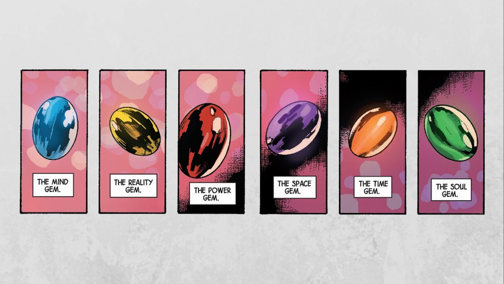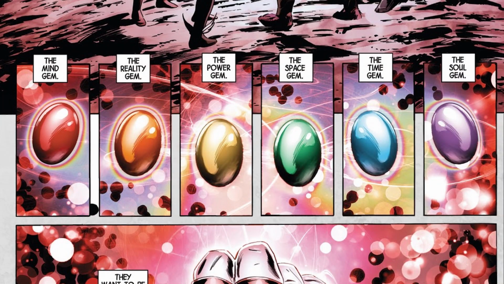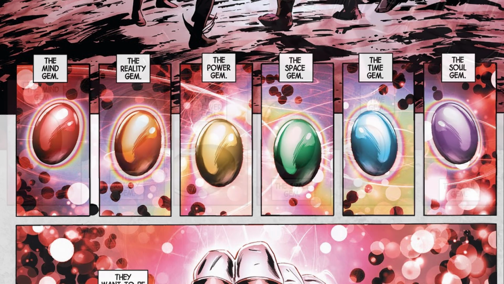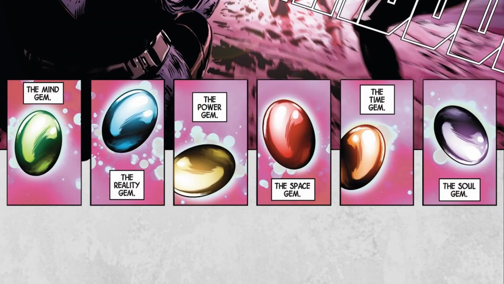Traditionally, the Space Gem was purple, the Mind Gem was blue, the Soul Gem was green, the Reality Gem was yellow, the Time Gem was orange, and the Power Gem was red. There have been times when they were depicted as different colors, but that was probably a coloring error, since they shift colors in the same book and they're shown as their correct colors later on.